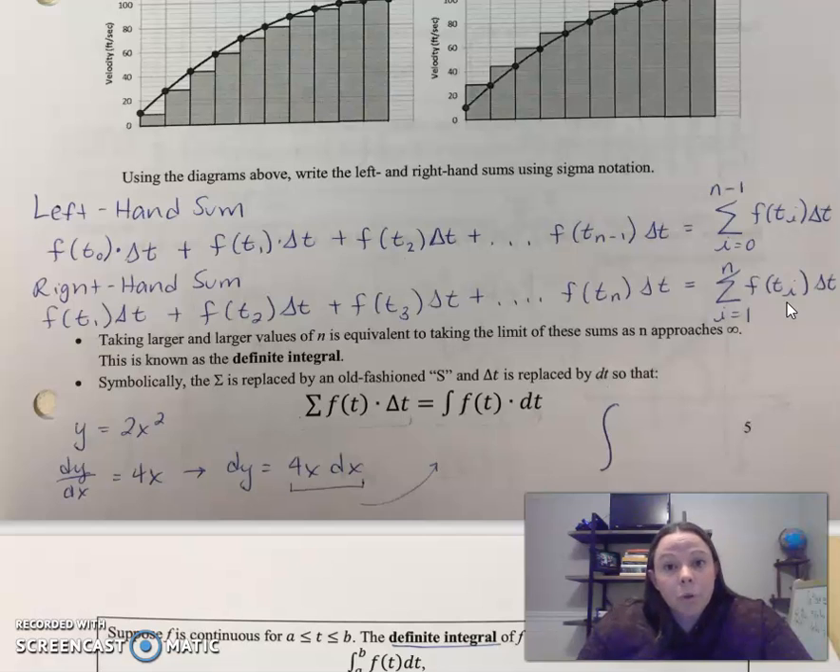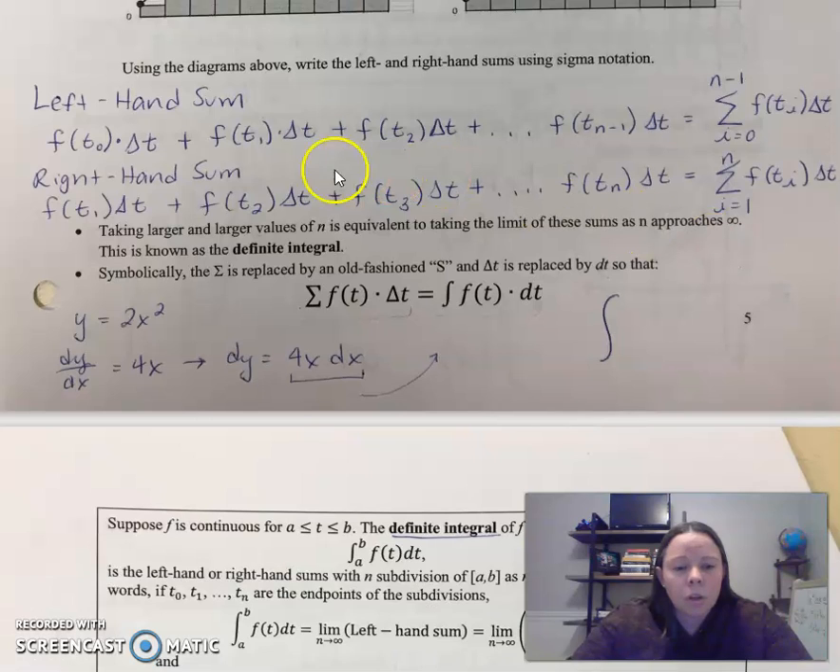Now, we could keep using this notation, and in Calc AB, we like the right-hand notation because if you remember, you had some summation formulas that were very helpful with i and i squared and i cubed. So we go into that with Calc AB. So we like the right-hand estimate because i starts at 1. But this notation, there's a much better notation we like to use.